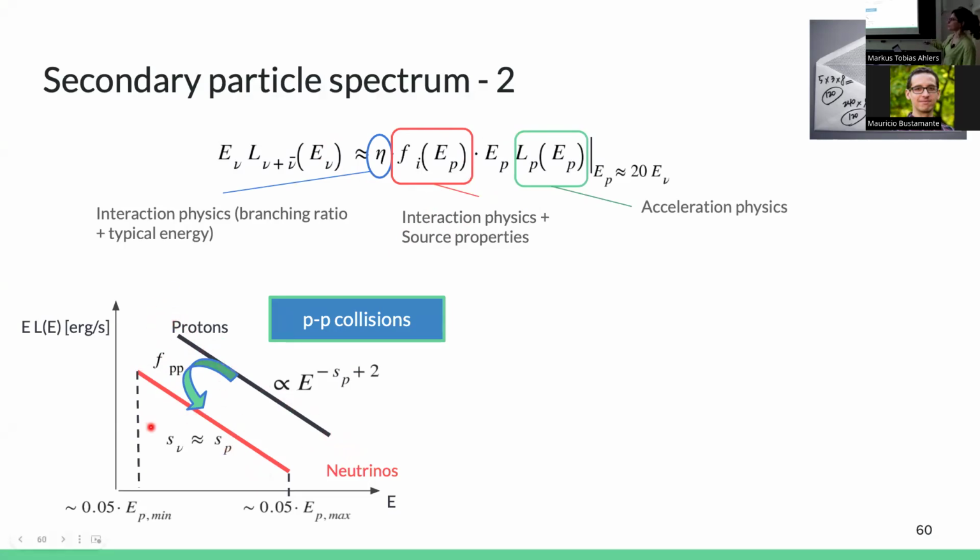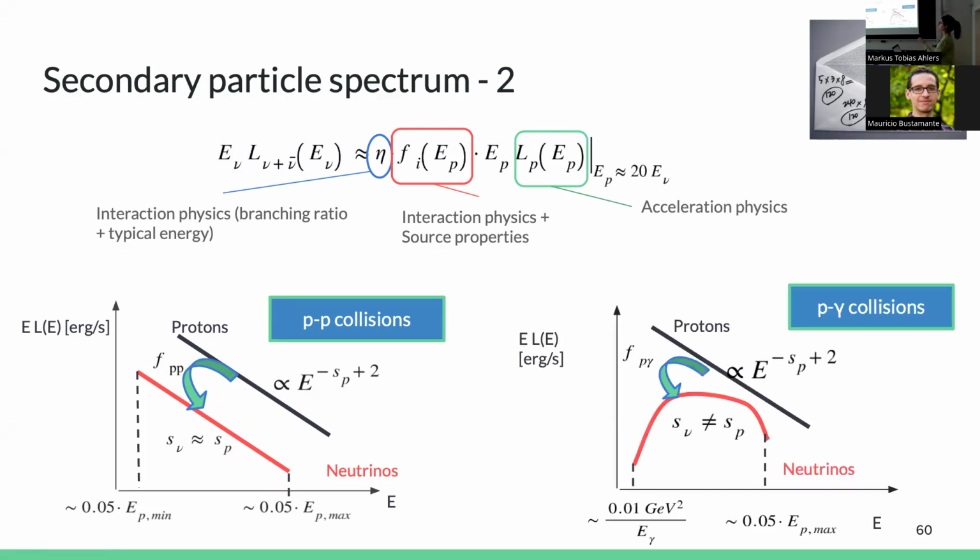And here is a sketch for pp collisions. If you have a power law distribution in protons, like the cosmic ray proton spectrum, which is roughly a power law, and these protons interact with gas, they are going to produce a power law distribution in neutrinos, and the normalization of the neutrino spectrum is going to depend on this efficiency factor for the pp collisions. And you can see it does not depend on anything else.